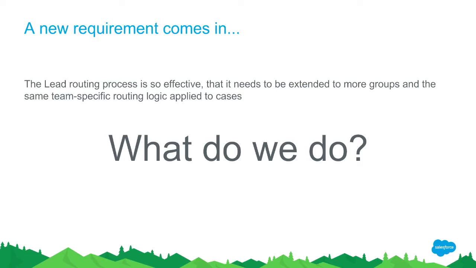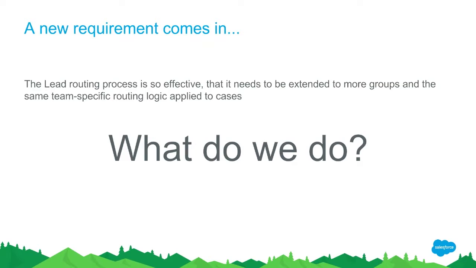Okay, so now this new requirement comes in. The customer comes back to us and says, hey, the lead routing has been so effective, we love it, but now we want to add more and more public groups to it. And you know what, instead of just leads, we want to handle cases as well. So what are our options?